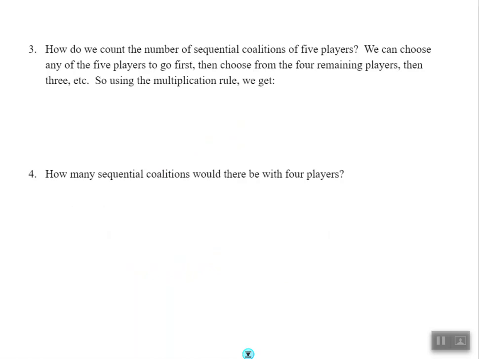So, going back to voting, how do we count the number of sequential coalitions for 5 players? We can choose any of the 5 players to go first, so we have 5 choices. Then there are 4 players left. We can choose any of those 4 players to go next, then any 3 of the remaining players to go third. Then we have 2 choices left for the 4th spot, and there's only 1 choice left for the last spot. When we multiply that together, we get 120 possible sequential coalitions.